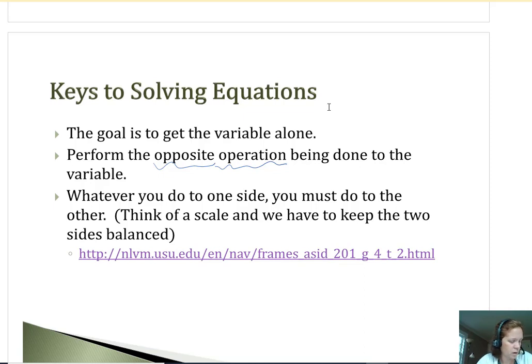Okay, so there's a website here. You've got the PowerPoint and Blackboard. You can click on that and see. This shows a scale and the idea about getting the two sides of an equation balanced. Check that out if you want a little more explanation.